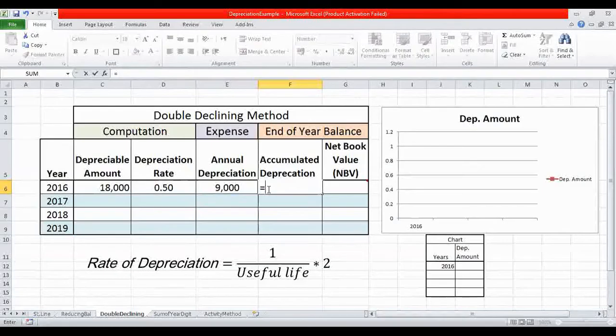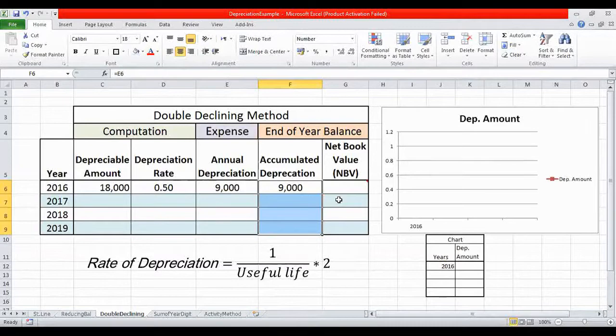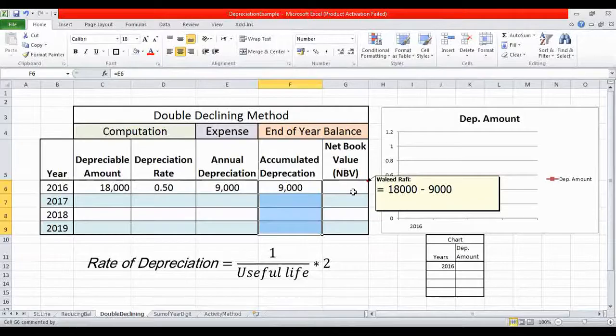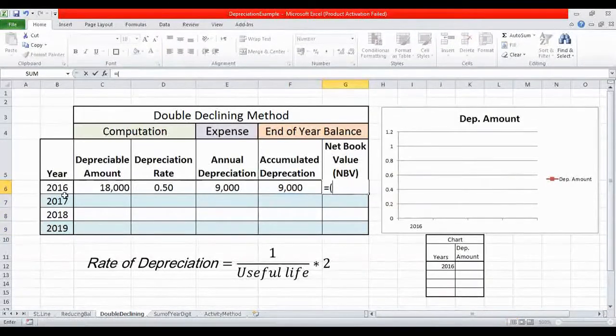Ultimately, before this, there is no depreciation. So 9,000 will be the same amount in the accumulated depreciation. Now we need to calculate the net book value. So net book value is simply 18,000, which is our cost, which you can see over here in the first cell of 2016. So 18,000 minus 9,000. So simply we are going to put like this: 18,000 minus this amount. It is going to give us 9,000.